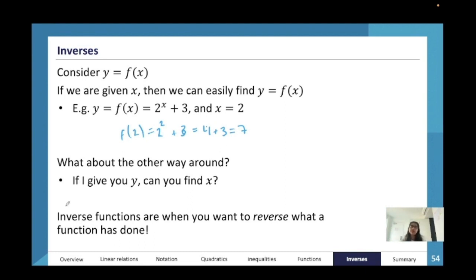What about the other way around? If you get a y, can you find the x? That's the point of the inverse function. It's basically to reverse the original function and invert, or swap, x and y.